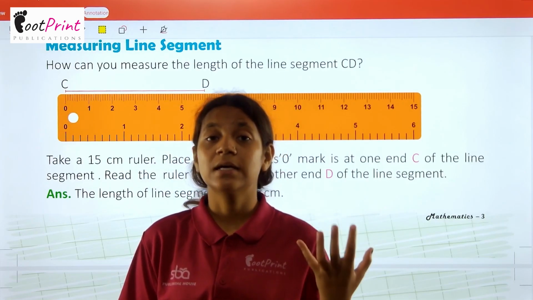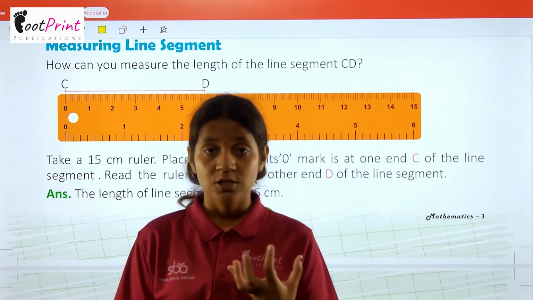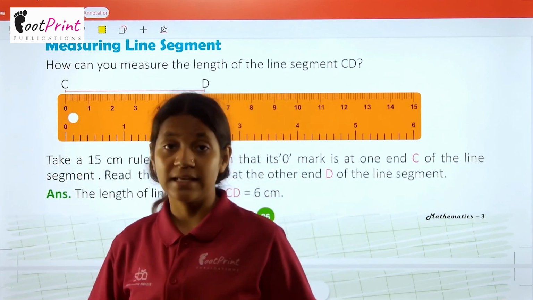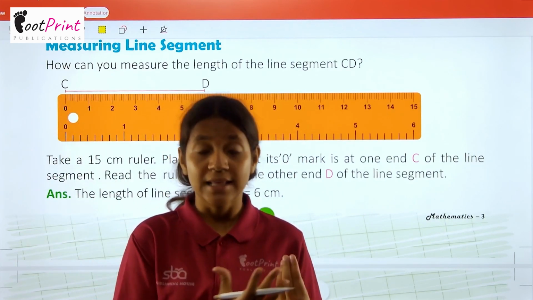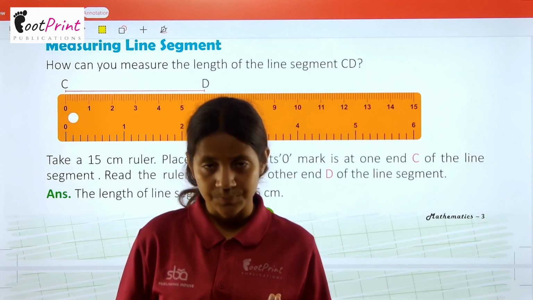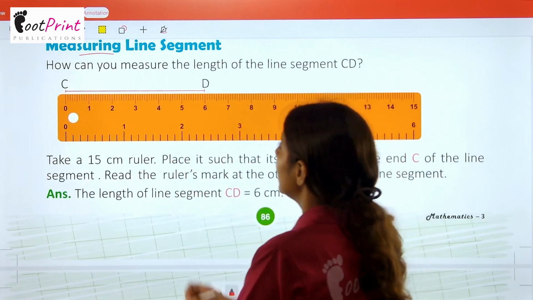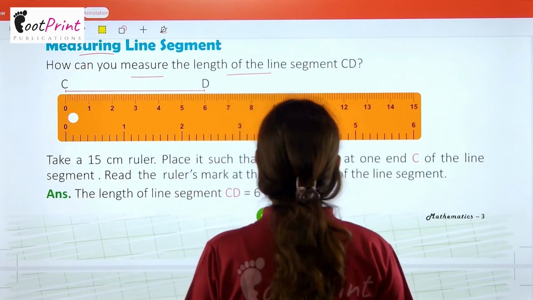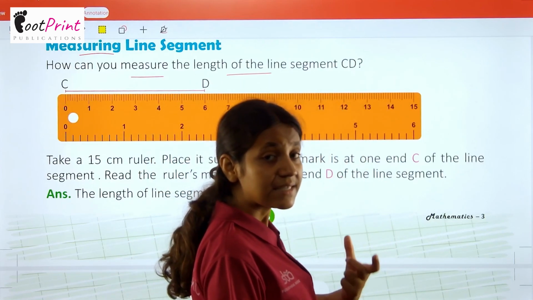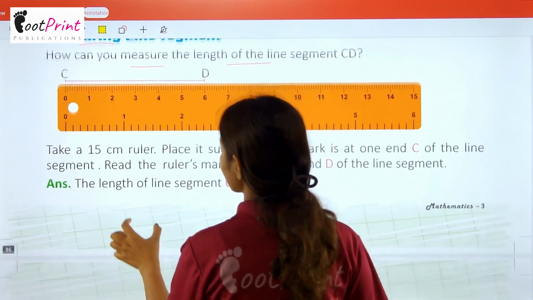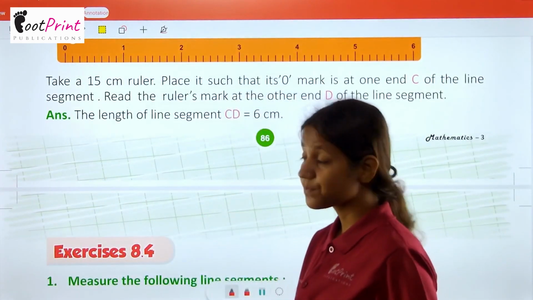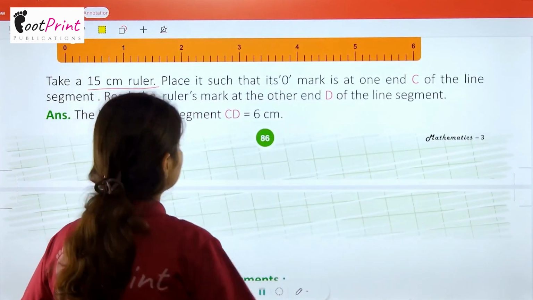Measure means नापना, मापना. So अब हमें अगर जानना है कि किसी लाइन की क्या length है, उसकी लंबाई कितनी है. So what we will do? We will measure that line. So how can you measure the length of the line segment CD? अगर हमारे पास एक line है CD, हम उसको कैसे measure करेंगे? So here we have steps. Take a 15 centimeter ruler.